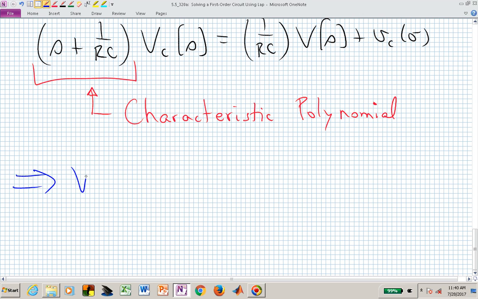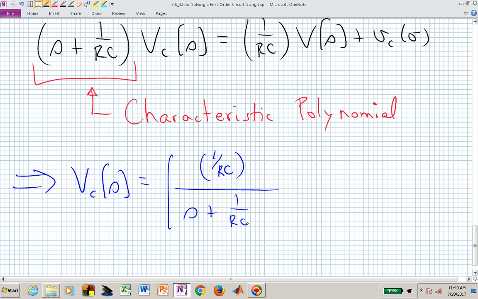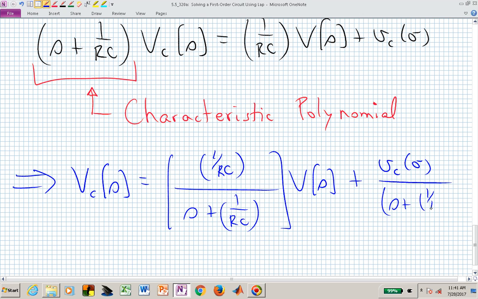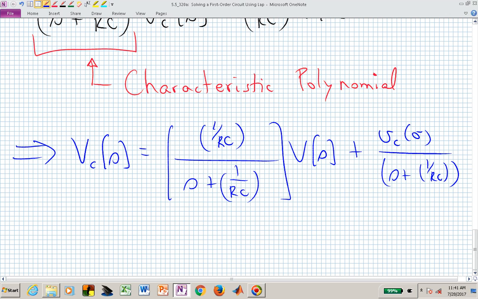Let's now solve for capital V sub c of s by dividing all sides by that characteristic polynomial. We then have 1 over RC, that's just a constant, divided by s plus 1 over RC. That scales our forcing function, or the applied voltage's Laplace transform, capital V of s, plus our initial condition divided by that same characteristic polynomial, s plus 1 over RC.